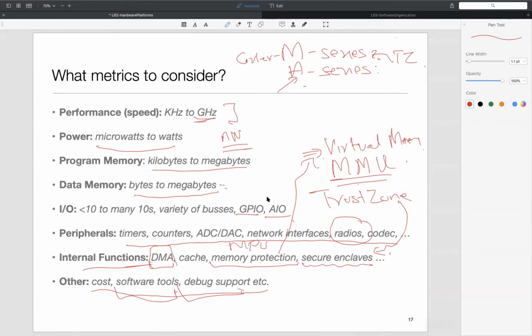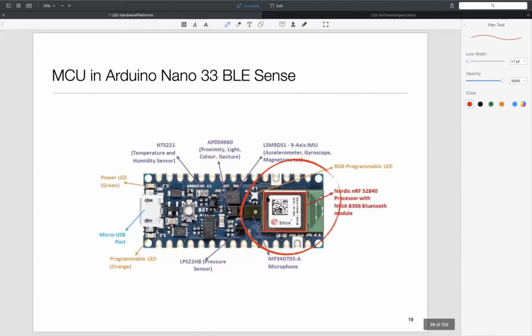Okay, so the specific platform, just to give you a sense, that we are using in this course is this Arduino Nano 33 BLE Sense. So Nano is just because it's among the tiniest of the Arduino devices. 33 is because, unlike the older Arduino devices which were operating at 5-volt IO, this one operates at 3.3 volts. BLE is Bluetooth low energy, and Sense is because it has a whole bunch of sensors on board.